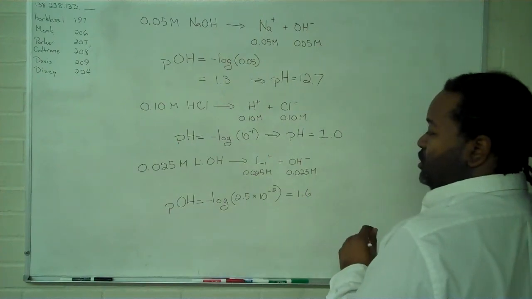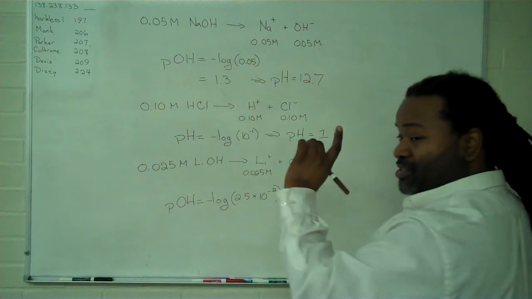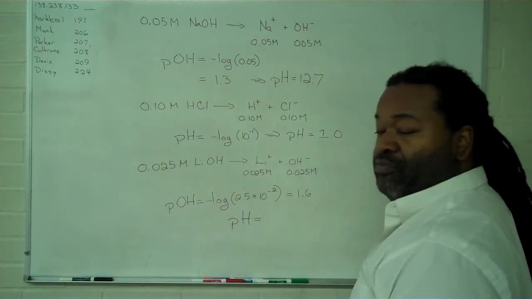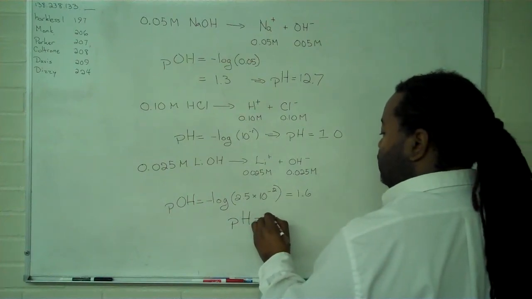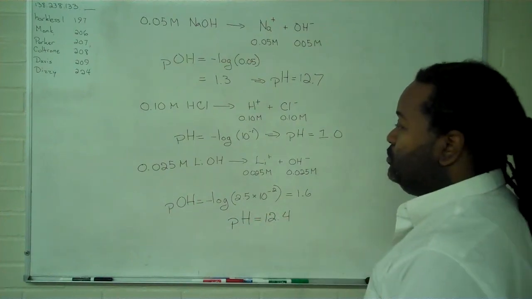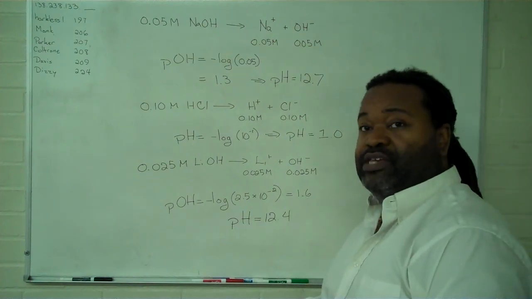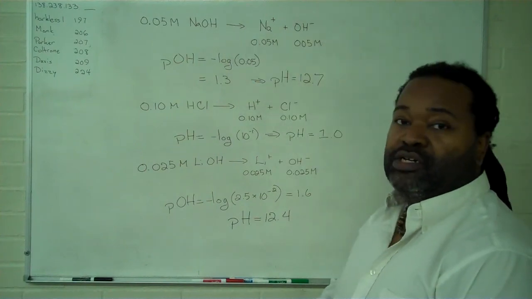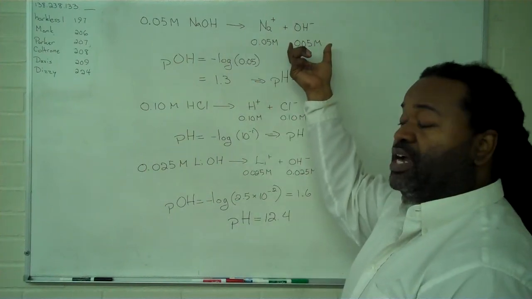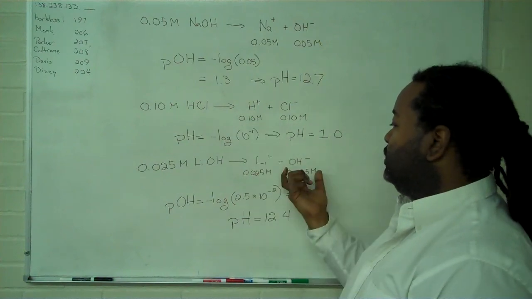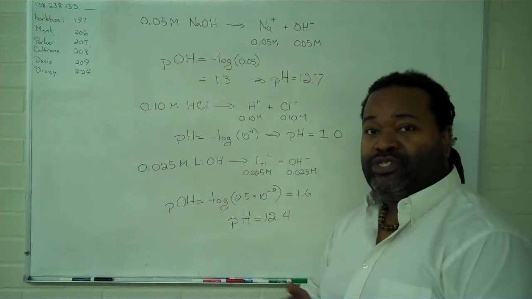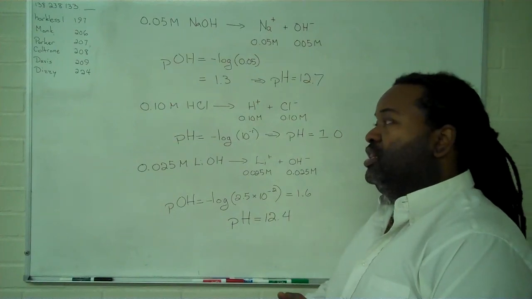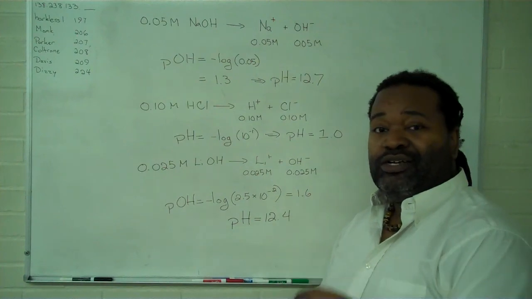So if the pOH is equal to 1.6, then to find pH, we subtract that from 14, leaving us with a pH value of 12.4. So this demonstrates how we use the fact that strong acids and strong bases will dissociate completely to give us concentrations of either the hydroxide ion or the hydrogen ion. And once we achieve that result, we simply plug it into the pH or pOH formula to get the value for the acidity or basicity.